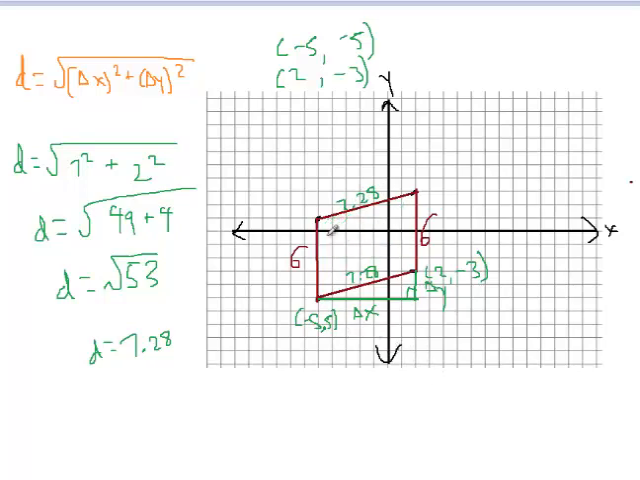If you wanted to figure out the diagonals and all that other stuff, you could use all the rules that would apply regarding the parallelogram. So that's the distance formula. That's how to find the distance between 2 points on a graph.